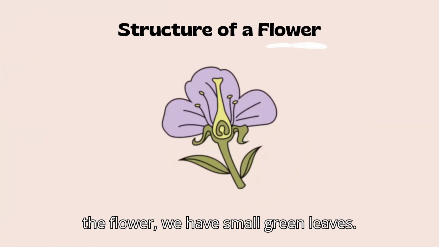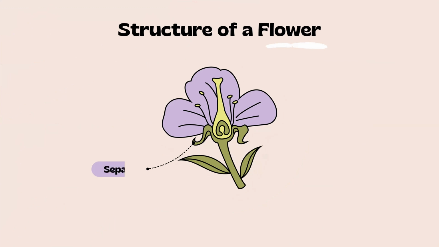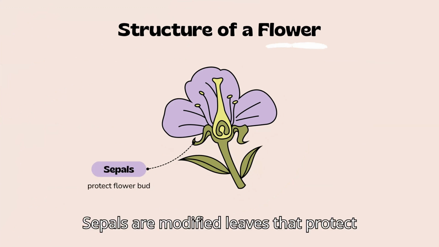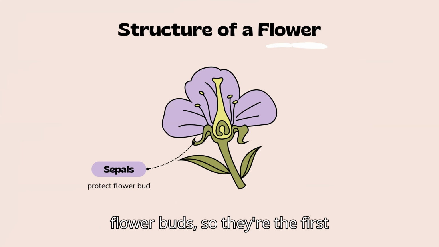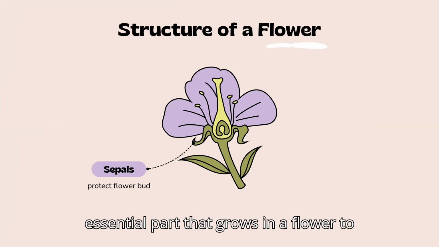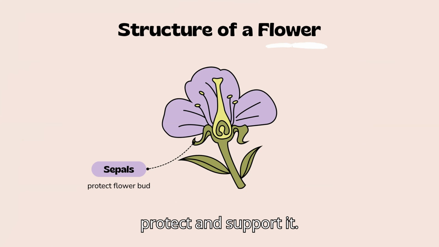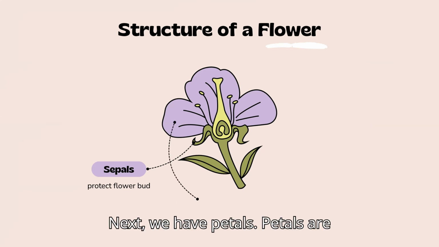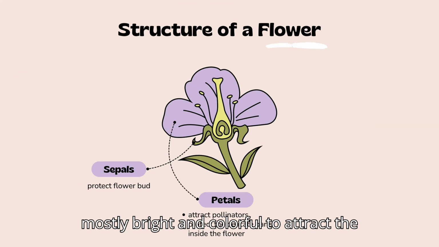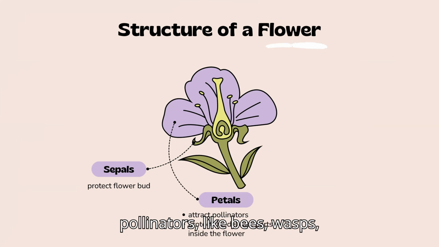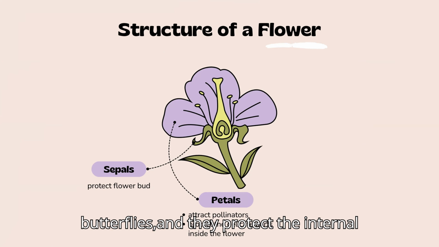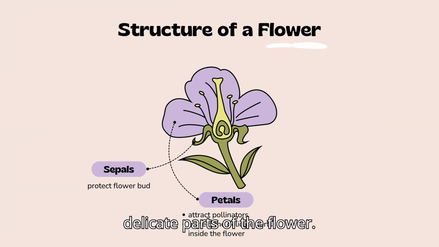At the bottom of the flower we have small green leaves. These are called sepals. Sepals are modified leaves that protect flower buds, so they're the first essential part that grows in a flower to protect and support it. Next we have petals. Petals are mostly bright and colorful to attract pollinators like bees, wasps, butterflies, and they protect the internal delicate parts of the flower.